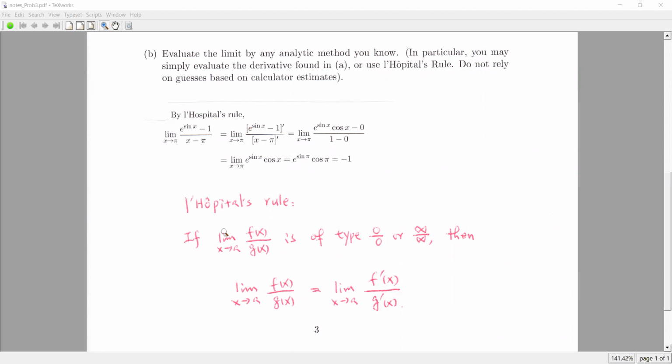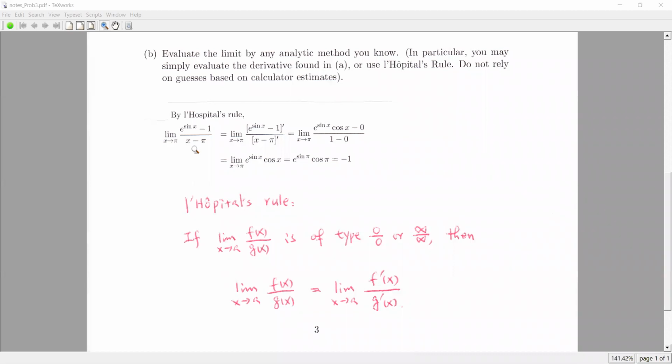The rule says that if this limit is indeterminate by direct substitution, and the type is either 0 over 0 or infinity over infinity, then we can compute this limit by this limit. The limit of the derivative on the top over the derivative on the bottom.